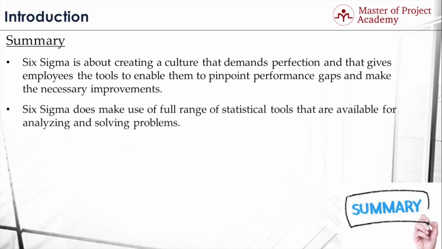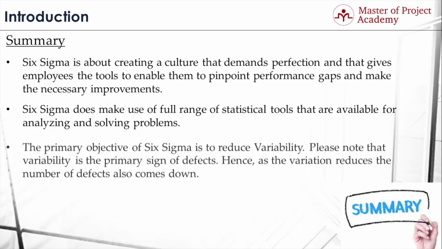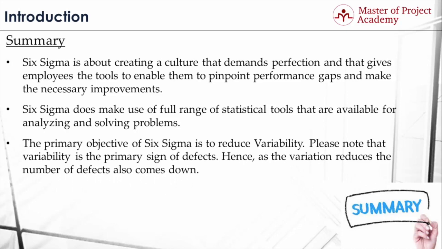Six Sigma does make use of a full range of statistical tools that are available for analyzing and solving problems. And the primary objective of Six Sigma is to reduce variability. Please note that variability is the primary sign of defects. Hence, as the variation reduces, the number of defects also comes down.